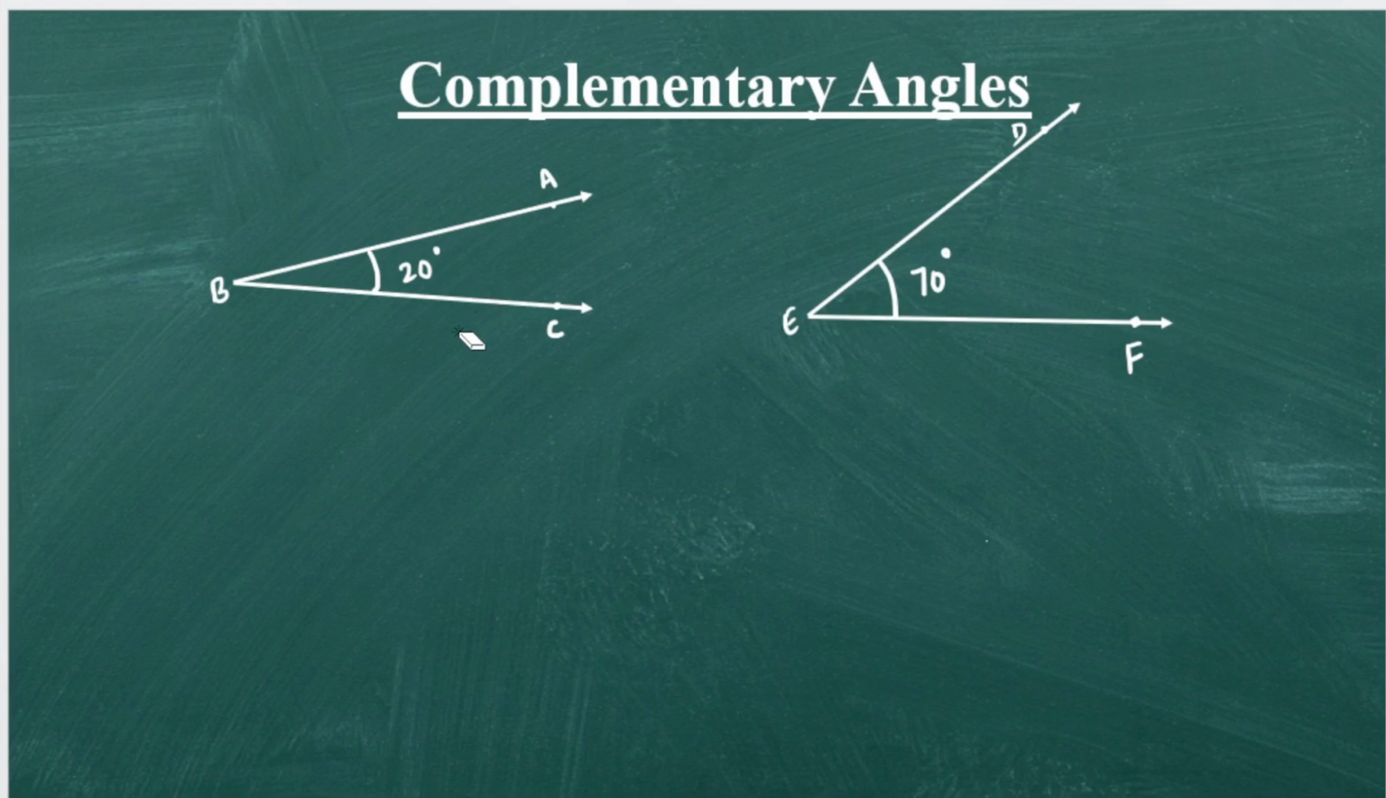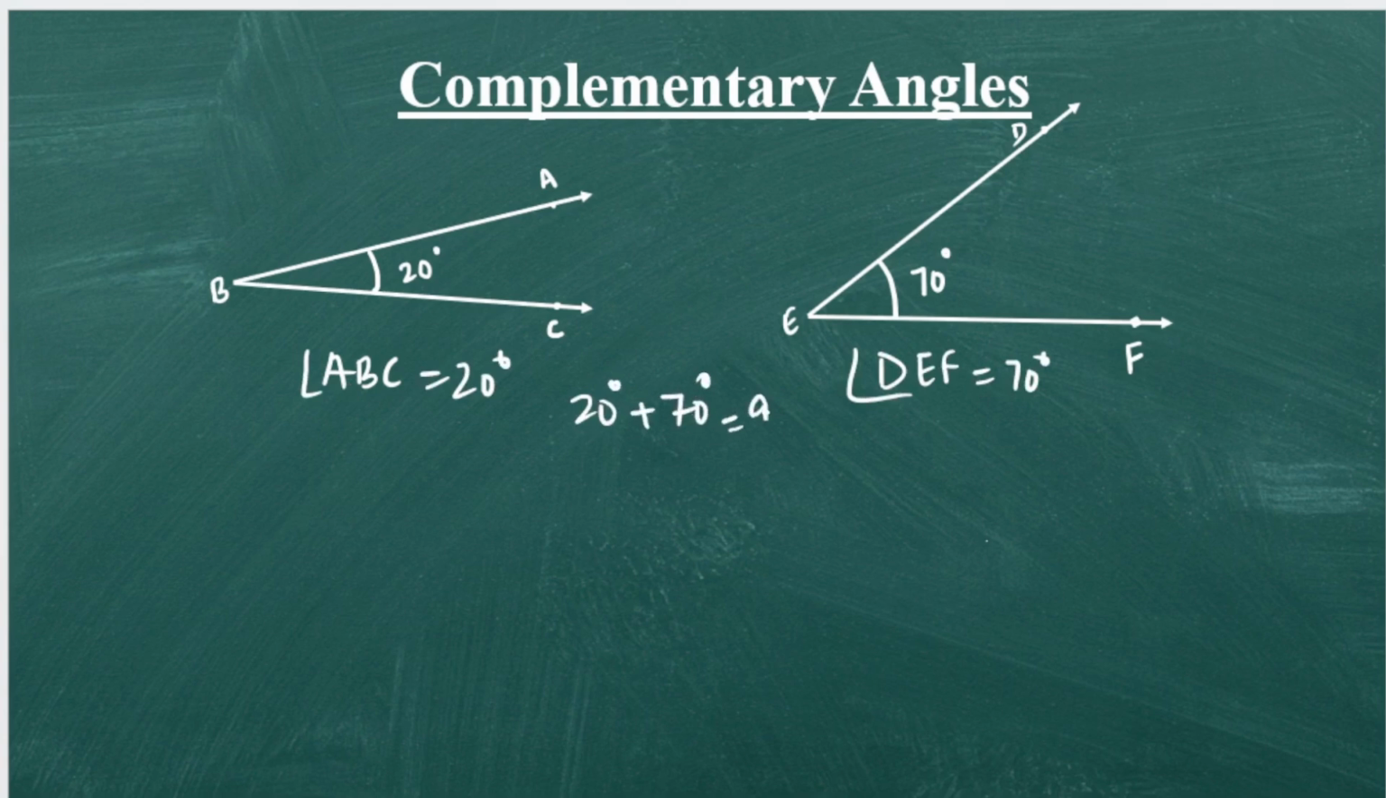In geometry, angles are classified by where they are placed and what they add up to. Complementary angles. Look at the following two angles. Angle ABC measures 20 degrees. Angle DEF measures 70 degrees. When I add 20 degrees and 70 degrees, my sum total is 90 degrees. Such angles, when the sum of two measures comes out to be 90 degrees, are called complementary angles.